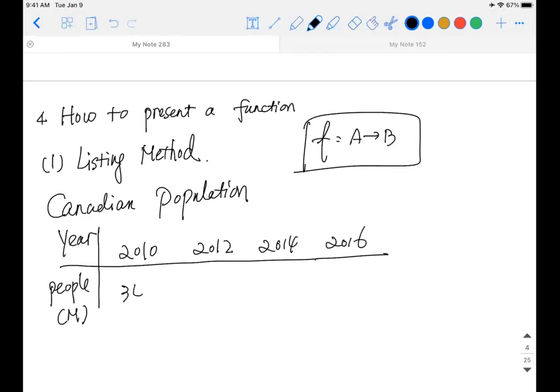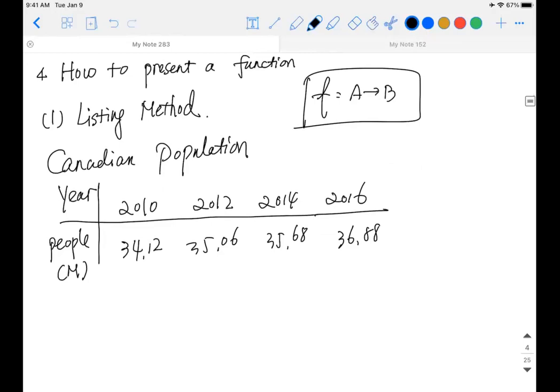Then you have 3412, 3506, 3568, 3688. Right? I think this is the easiest way. You just basically list out all the values and put them into a table, and then you'll be able to see the relationship between A, right? This is your A. A is different years, and this is your B. B is the population for that given year. So everyone knows that this is the listing method.